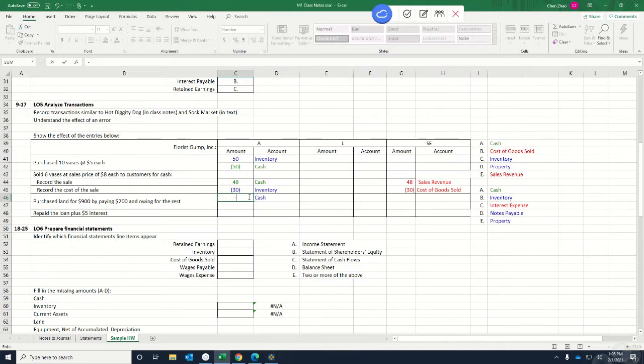There's a negative of $200 for cash. And then what else? Yes, liability. What is liability? What kind of liability is that? I'm sorry, so just notes payable, right? Notes payable.